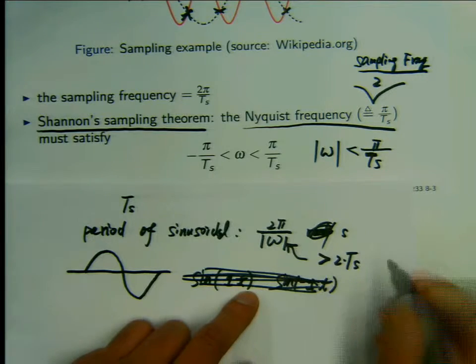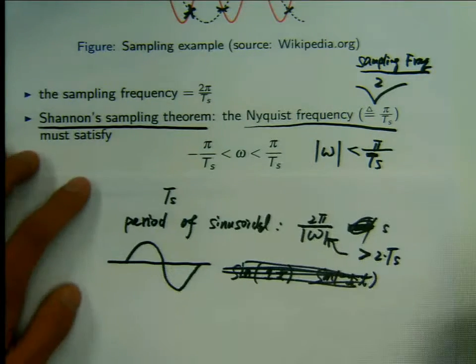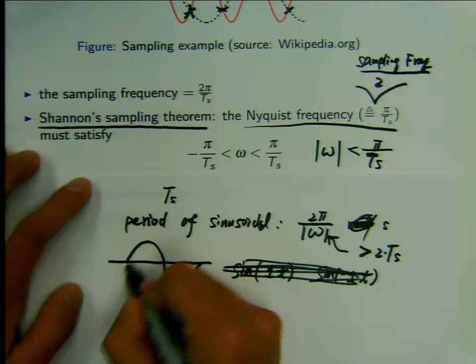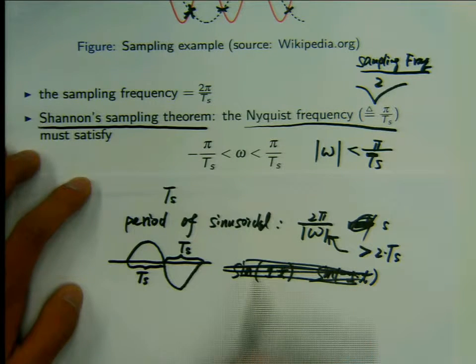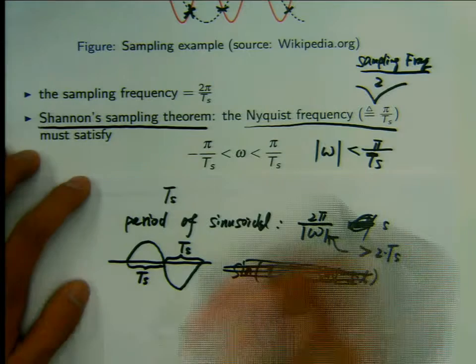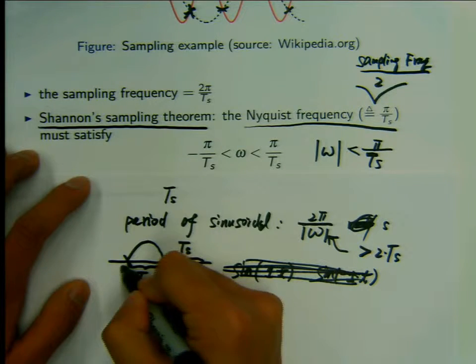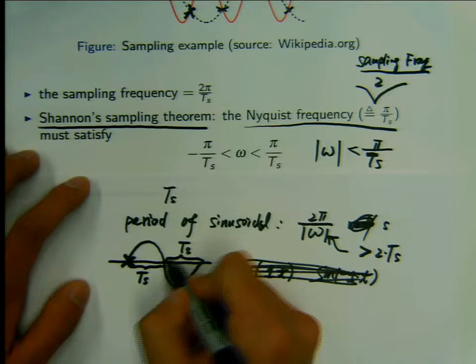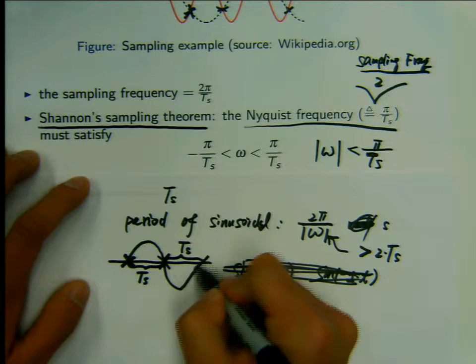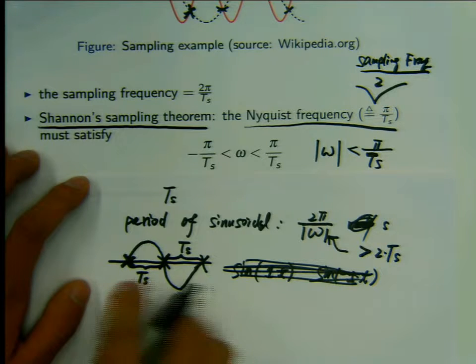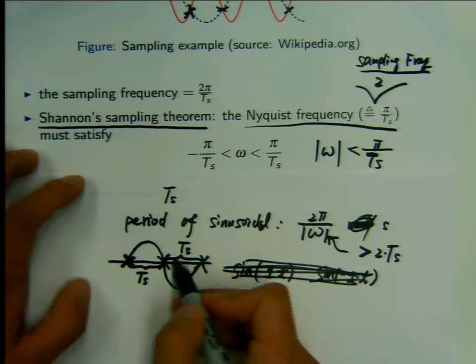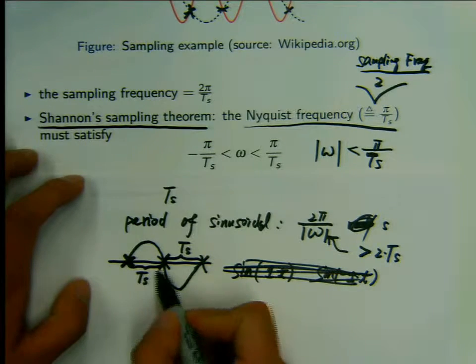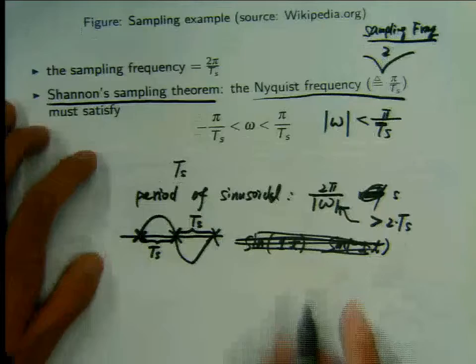2 times TS, right? So in the limiting case, the marginal case is this. This is TS. This is TS, okay? So in the sampling, I'm sampling at this case. I'm at least getting these samples. The first sample here, the second sample here, because this is the sampling frequency. And the period of this sinusoidal has to be larger than 2 times TS. So let's see what will happen if it's smaller.